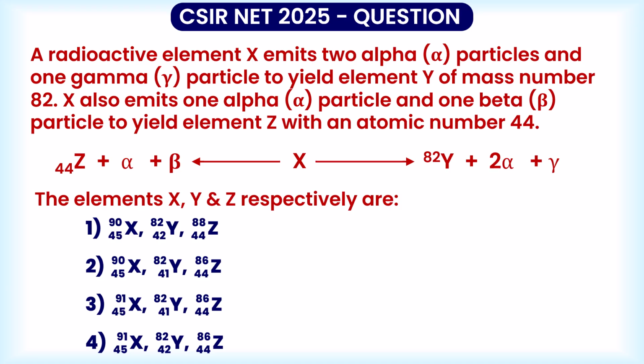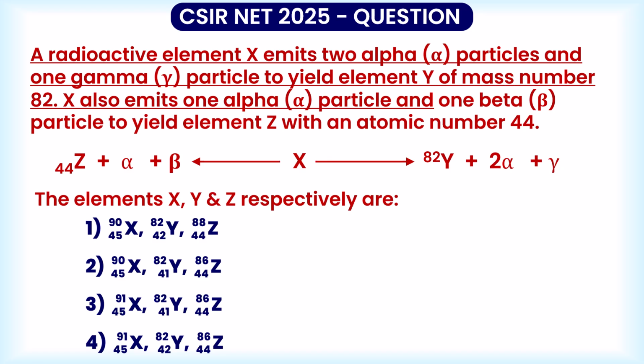Now let us look at the question. A radioactive element X emits 2 alpha particles and 1 gamma particle to yield element Y of mass number 82. X also emits 1 alpha particle and 1 beta particle to yield element Z with an atomic number 44. Our task is to determine the identities of X, Y and Z and then select the correct option.